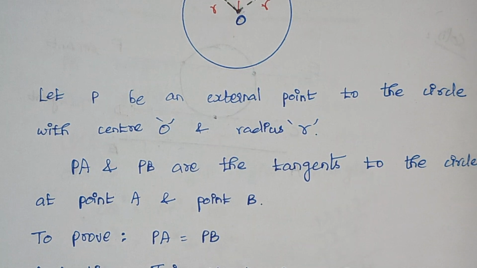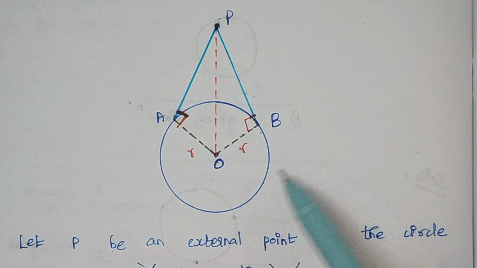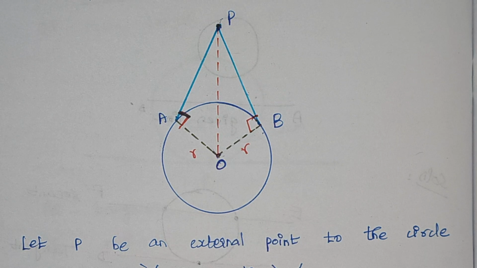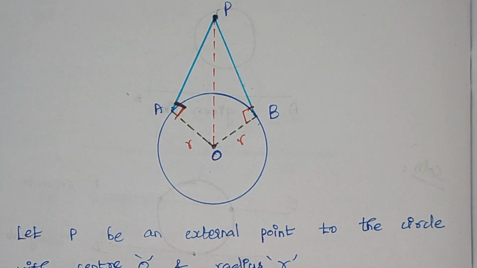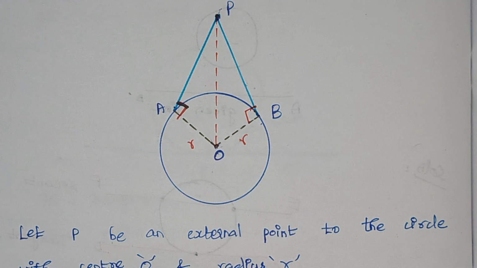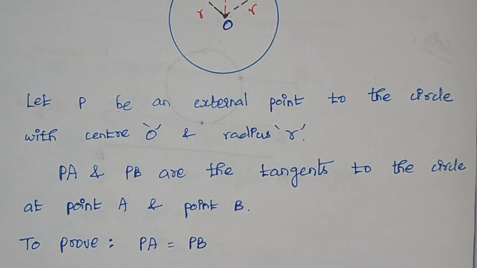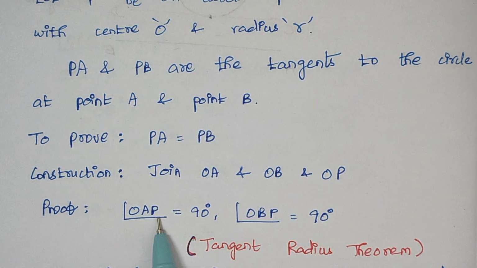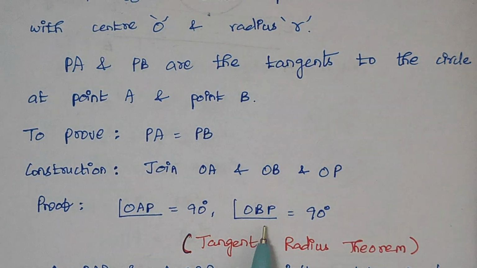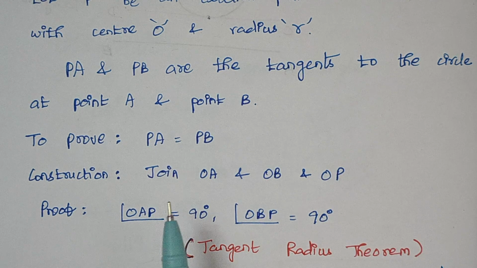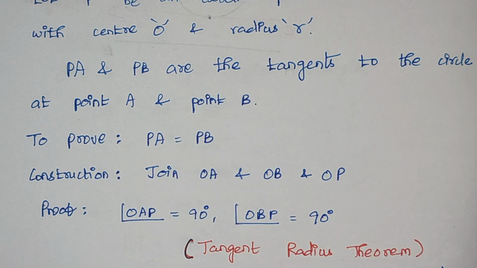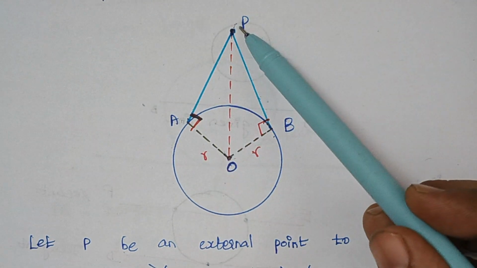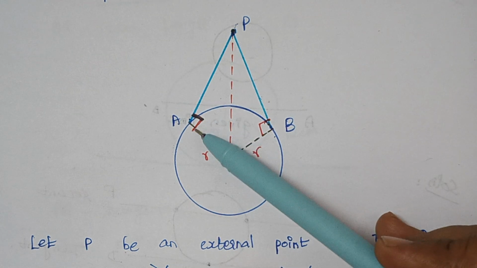In order to prove this, we are joining OA, OB and OP. Now we are going to prove that PA is equal to PB. The first thing we are considering is angle OAP and angle OBP. Let us check. First let us examine what angle OAP is. When you look at this diagram, you see OAP. So what is the angle here?